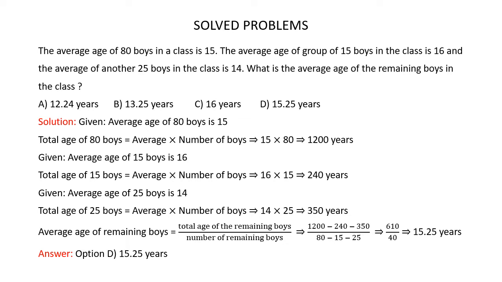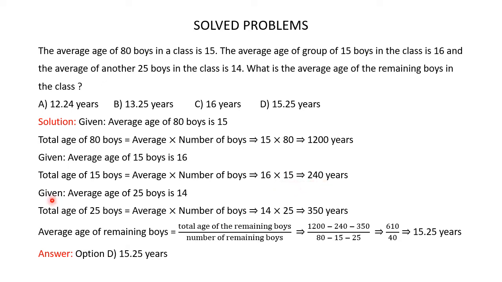Now it's given average age of 80 boys is 15. So total age of 80 boys is average multiplied by number of boys, which is 15 multiplied by 80, that is 1200 years. It's given average age of 15 boys is 16. So total age of 15 boys is average multiplied by number of boys, which is 16 multiplied by 15, which is 240 years.